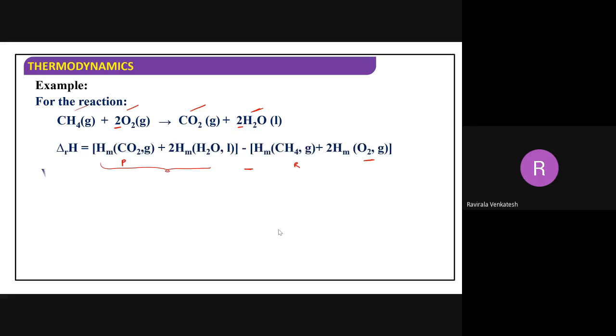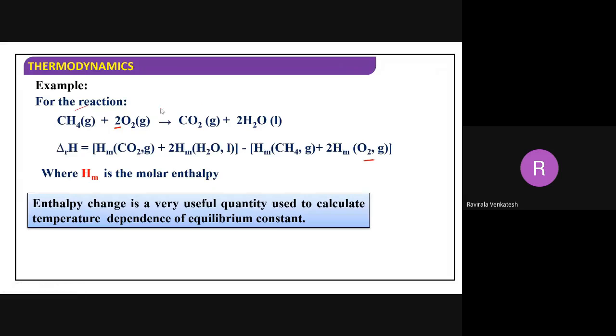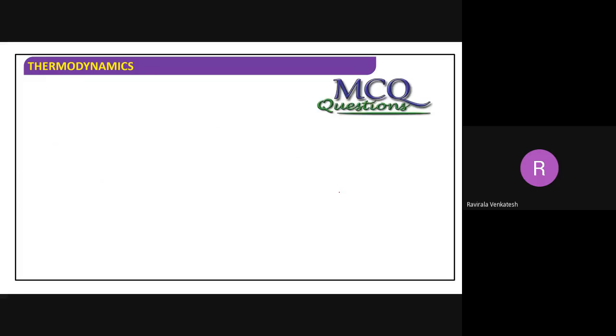You got this one, no? Observe what happened here. This particular reaction we can write like this. Enthalpy change is a very useful quantity to calculate the temperature dependence of the equilibrium constant. Delta H will be useful for calculating the equilibrium constant. K can be easily calculated.